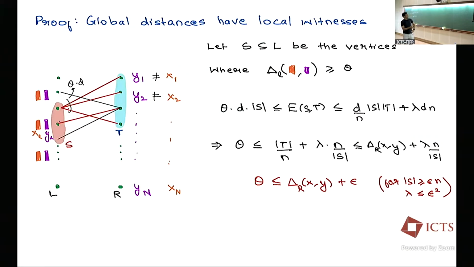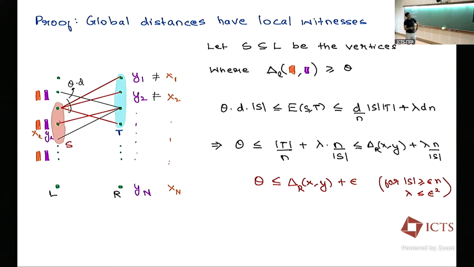Let's look at S, the set of vertices with large local distance, and write down the edges where there is a difference. Every vertex has theta times d edges where the local projections of x and y are different. Let's color them red. Let's collect the right endpoints in this set T. Every vertex in T has the property that x and y as global code words are different, because there is an edge where they are different. This edge witnesses the difference.